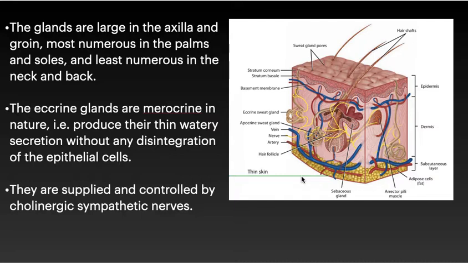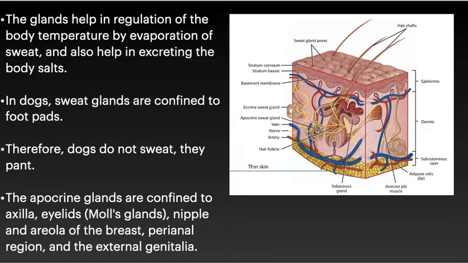The eccrine glands are merocrine in nature, that is, they produce their thin watery secretions without any disintegration of the epithelial cells. They are supplied and controlled by cholinergic sympathetic nerves. The glands help in regulation of the body temperature by evaporation of sweat and also help in secreting the body salts. In dogs, the sweat glands are confined to the foot pads. Therefore, the dogs do not sweat, they pant.